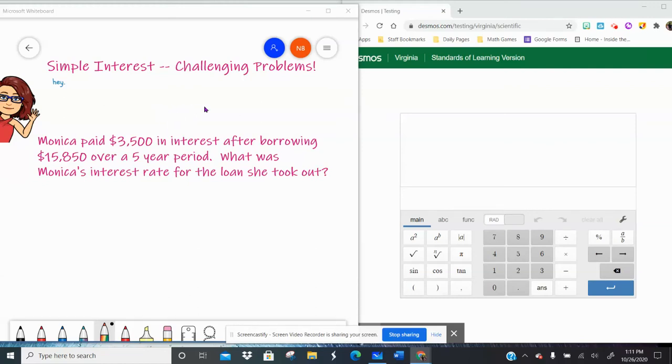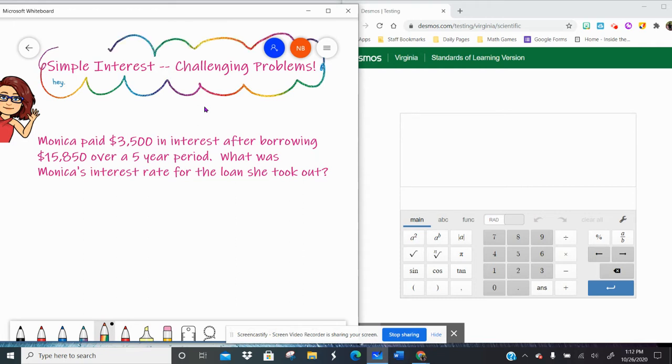We are going to talk about challenging simple interest problems today. That kind of sounds weird, but we're going to look at simple interest in a different way today and kind of work backwards and solve for missing pieces of our equation. Let's get started. Remember, when you're looking at interest, you're using the formula I equals PRT. So interest equals principal times rate times time.